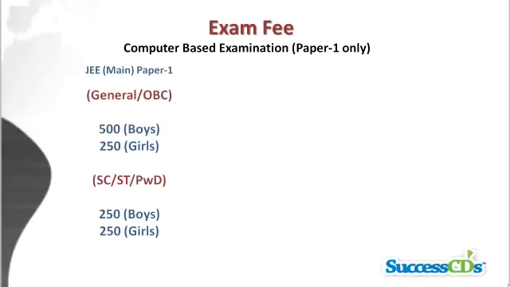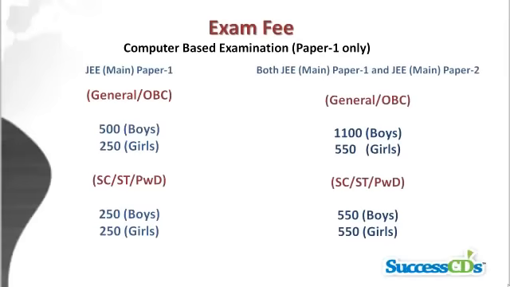If a candidate wants to appear for both Paper 1 in computer based mode and Paper 2 in pen and paper mode, then the fees is as such. General and OBC candidates, boys have to pay 1100, girls have to pay 550. For SC, ST and PWD, boys and girls both have to pay Rs 550.